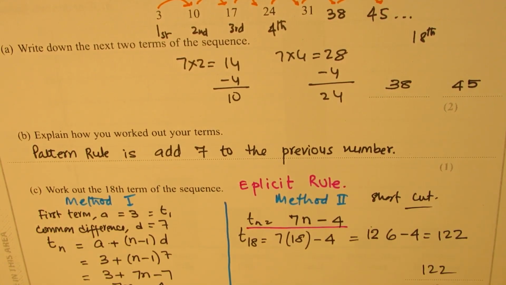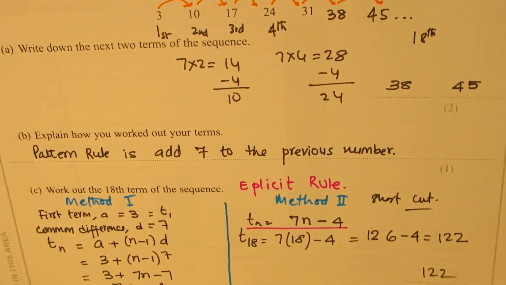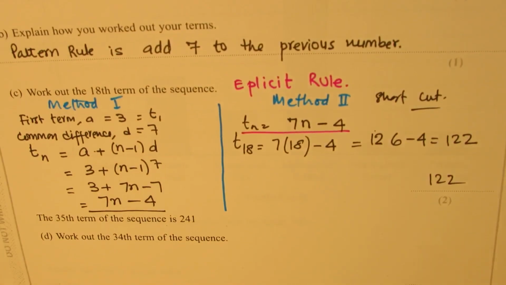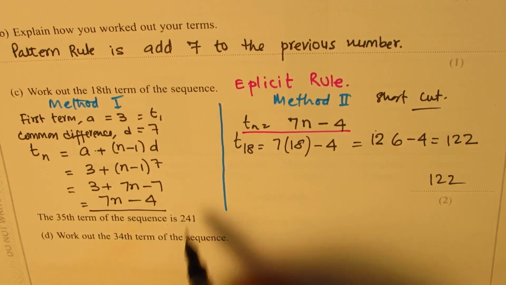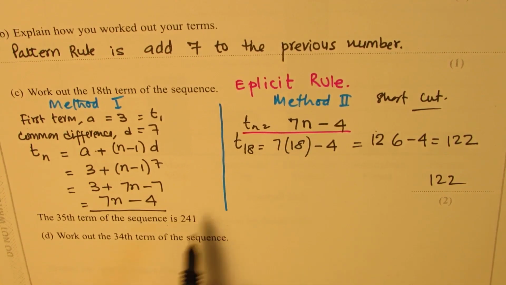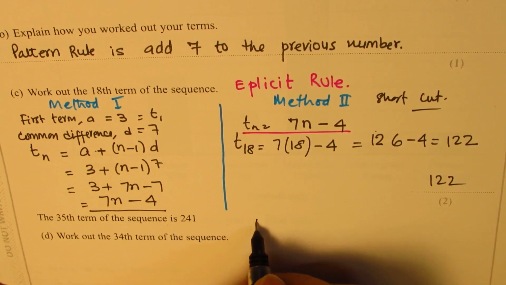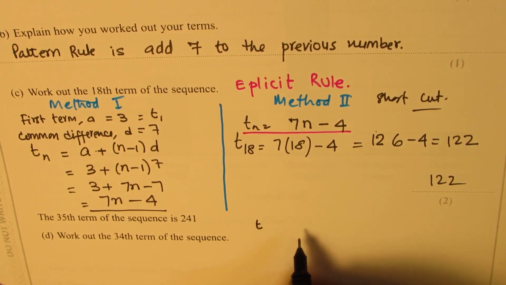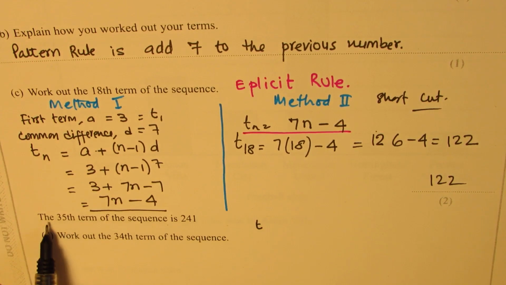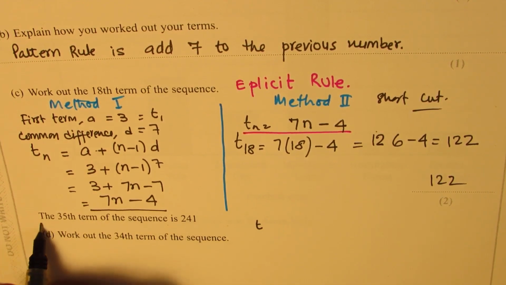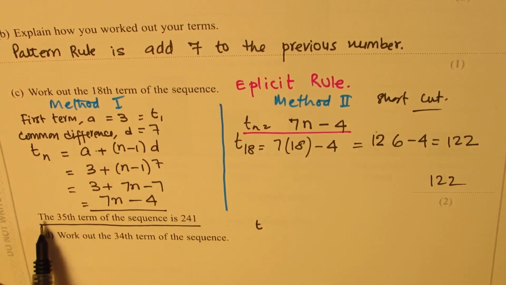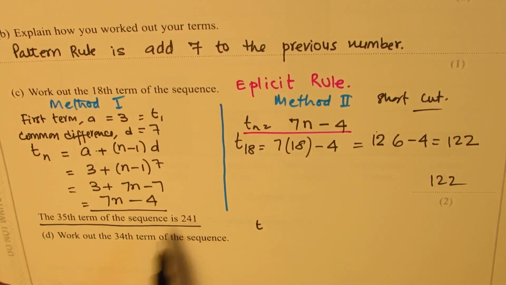Okay. Now, part D is work out the 34th term of the sequence. You can apply this formula and work it out. You can apply that formula also. Both are the same. Okay, here we have something else. The 35th term of the sequence is 241. Sorry, I didn't read this. The 35th term is 241. Work out the 34th term.